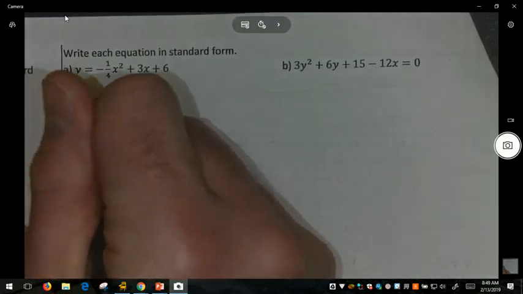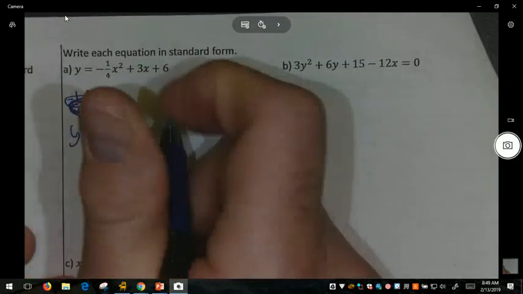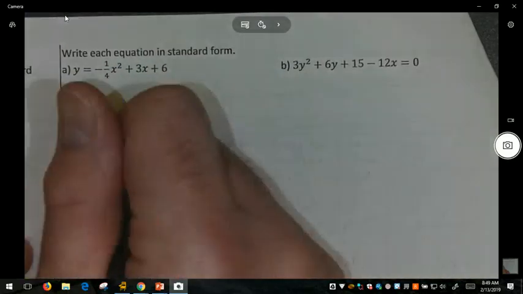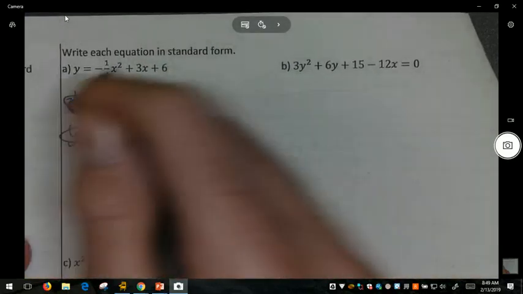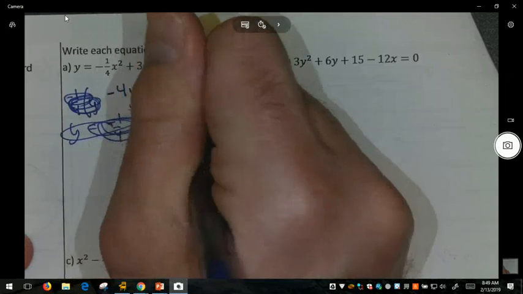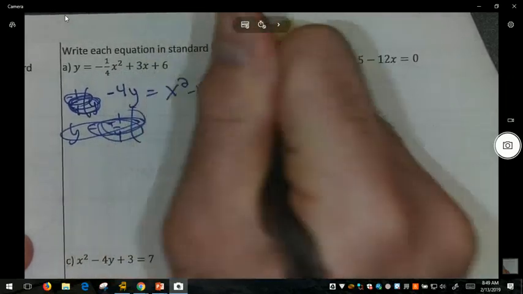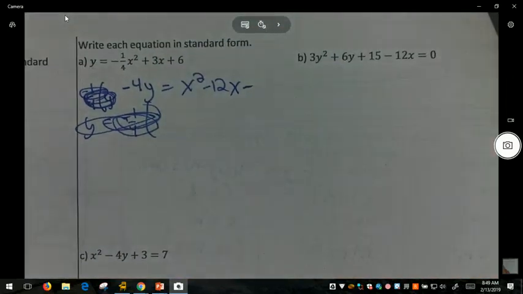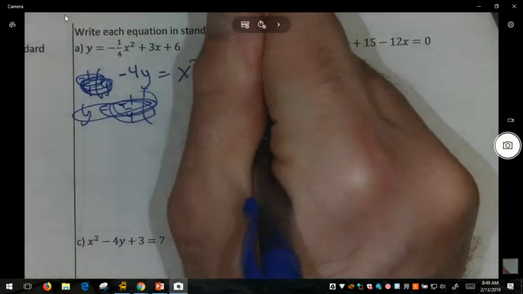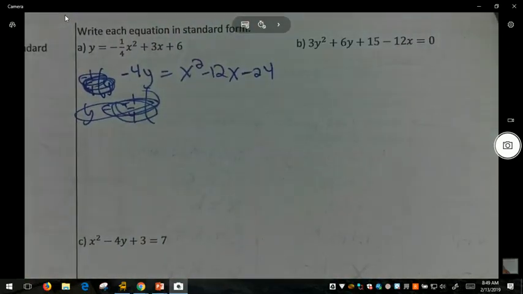We're not going to do it on this side. We're just going to do it on this side. Y equals negative 1/4. You know what? I don't even like that fraction to start. So I'm going to be lazy and multiply everything by negative 4. So I have negative 4y equals positive x squared minus 12x minus 6 times negative 4 is going to be negative 24.